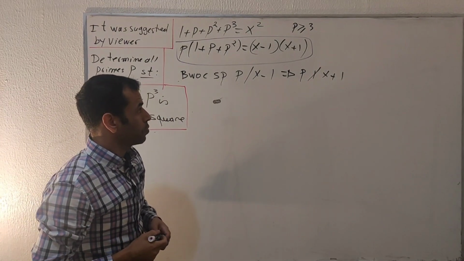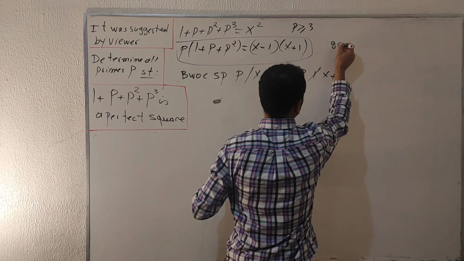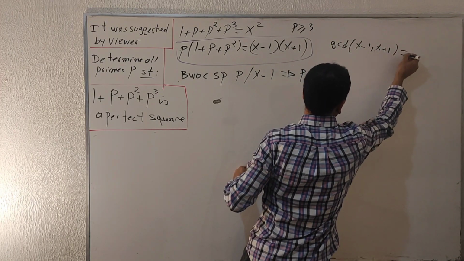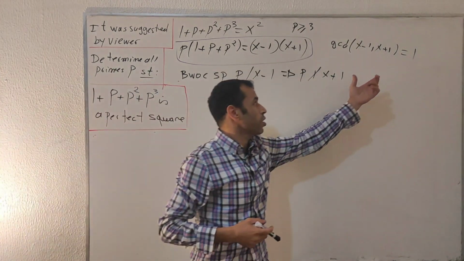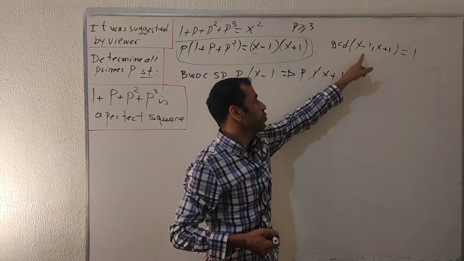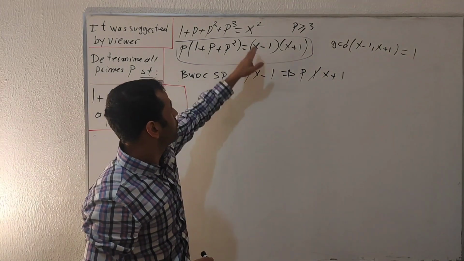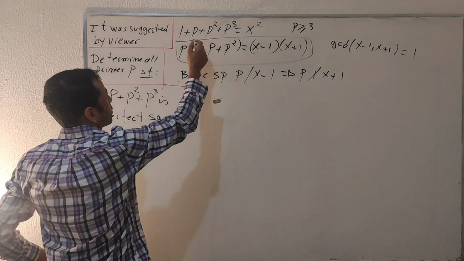If you take a look carefully at both terms, we have the GCD of x minus 1 and x plus 1 equals 1. Why does the GCD of these terms equal 1? Because they are odd consecutive terms. Why are x minus 1 and x plus 1 odd numbers? Because x is even. Why is x even? Because the left hand side of this equation is even.